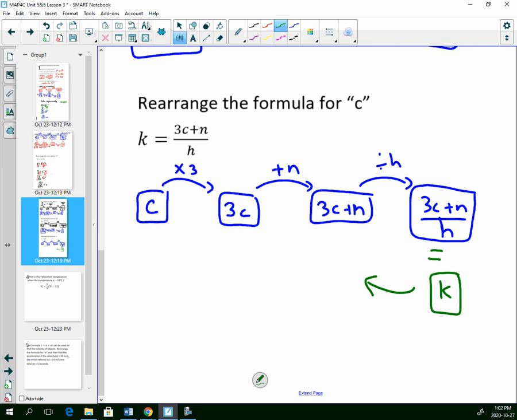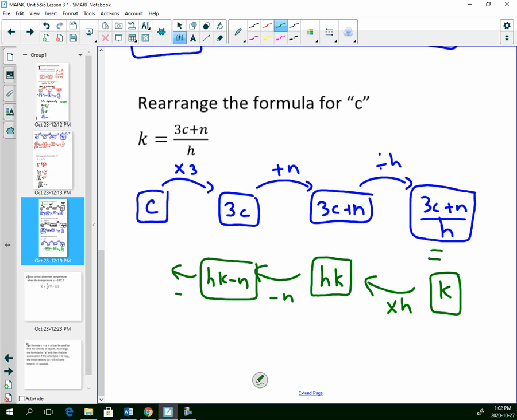So we're going to reverse. Multiplied by h gives me hk. Normally we write the letters in alphabetical order. kh is the same thing, so if you wrote k times h, that's fine. It's the same as h times k. Plus n becomes minus n. And then multiplied by 3, I will divide by 3. So it will be h, k minus n, all of it divided by 3. And that equals c.